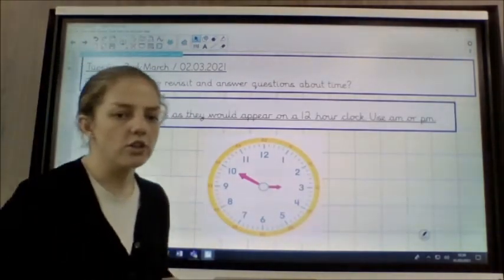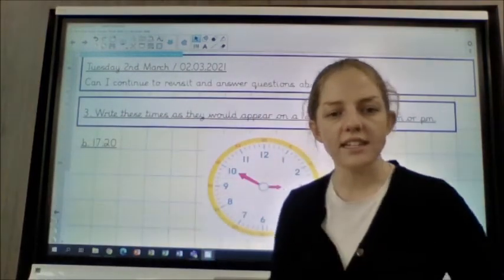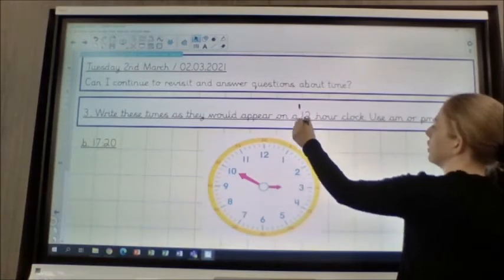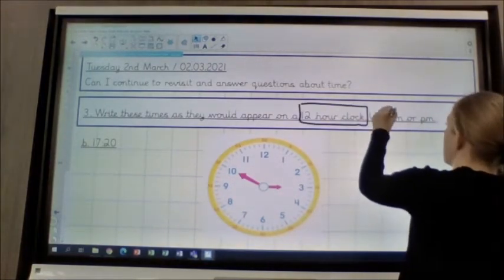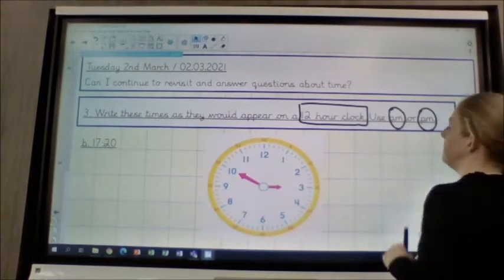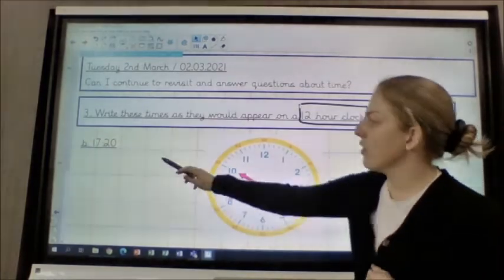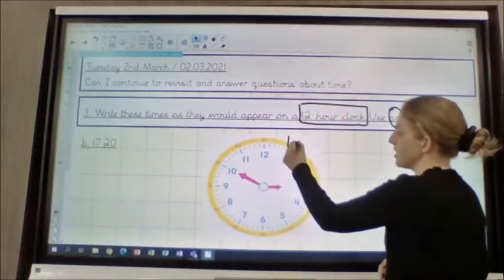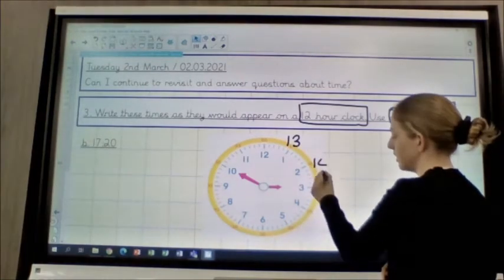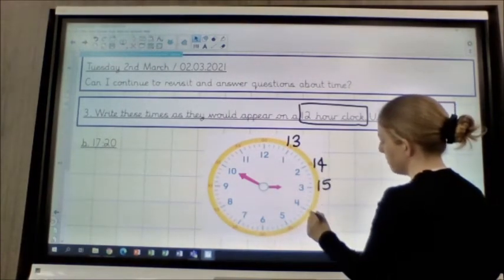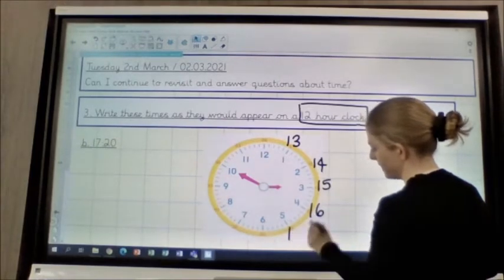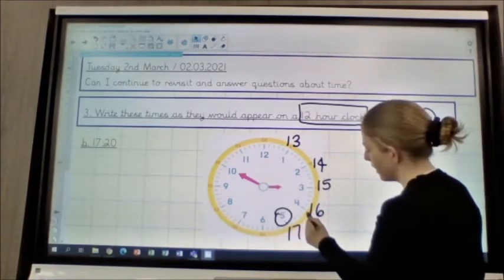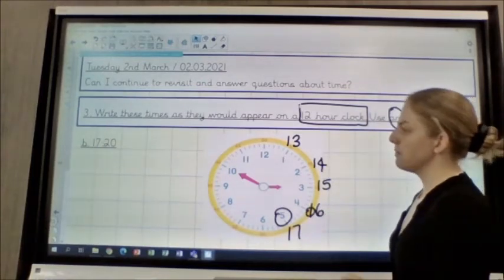Okay, moving on to question 3. Write these times as they would appear on a 12-hour clock. Use AM or PM. So I've gone with B, which is 17:20. Now I'm going to write on the outside of my clock all the numbers up until I get to the number 17. So I know it's 5 and the 20's there. So it must be.